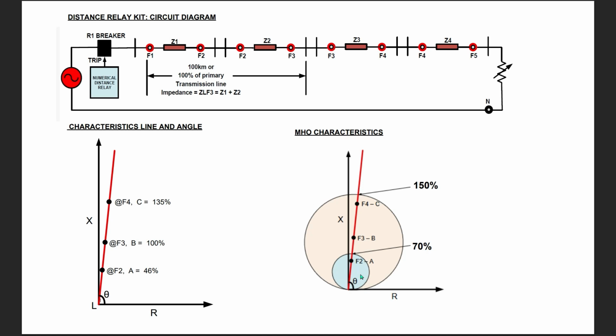This blue shows zone 1 and the other color shows zone 2 of the distance relay. Whenever the impedance locus falls into this inner circle, zone 1 will act and interrupt within 0.1 second, and whenever the impedance locus reaches regions other than zone 1, zone 2 will act and trip within 1 second.